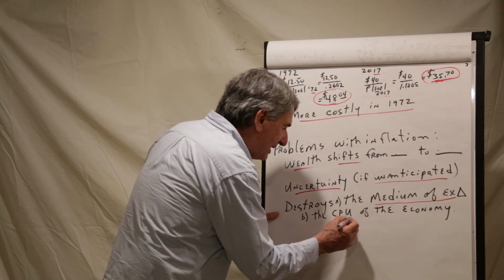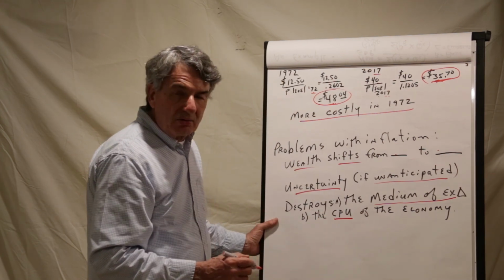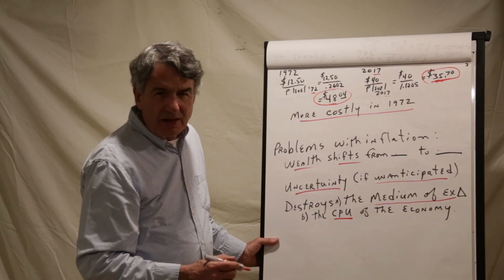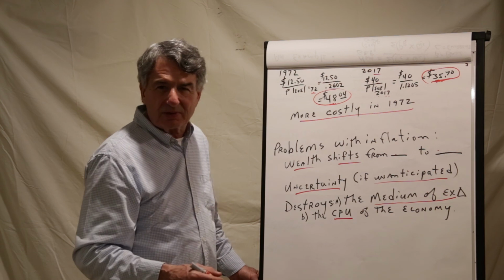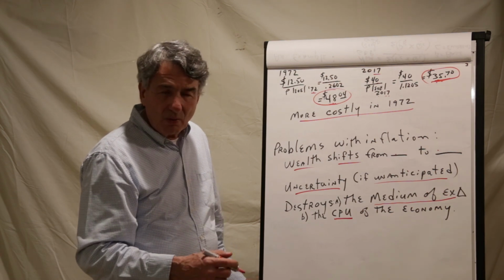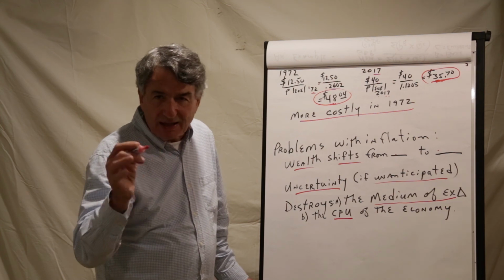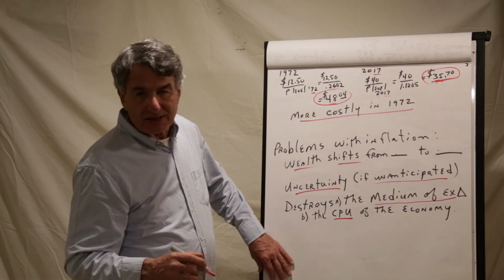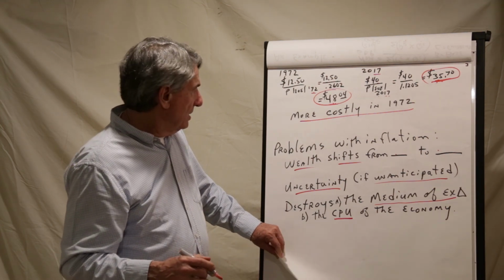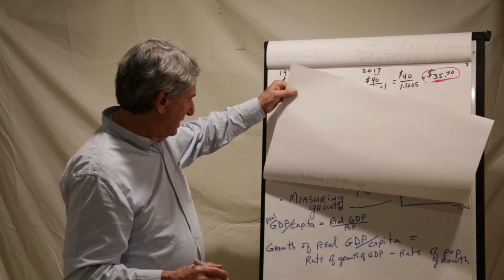And remember that prices are the central processing unit of an economic system. They tell everybody what to do and how to be efficient and how to deal with scarcity. Well, when prices are going crazy because of inflation, all of a sudden that price mechanism doesn't work and the economy tends to fall apart. So that's inflation. What do you think?